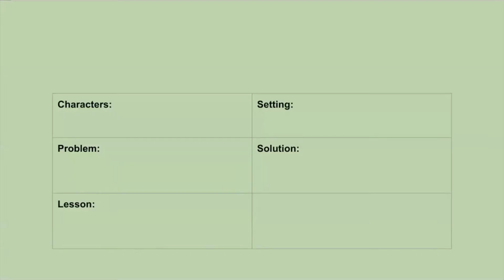So we're going to create a little table that's going to help us organize the different things that were happening in the fable. And we're going to organize it according to a few different characteristics. We have a box that says characters, so we're going to be writing down the characters in this story. We have a box that says setting, so we're going to talk about the setting of the story, which means where did it take place?